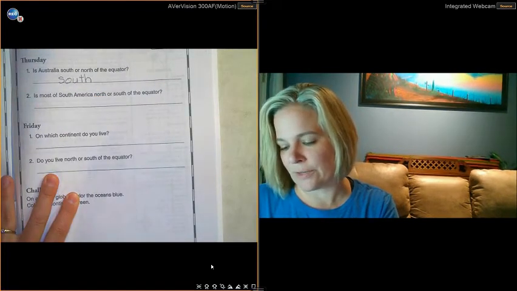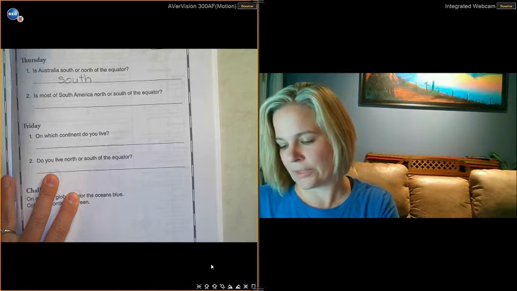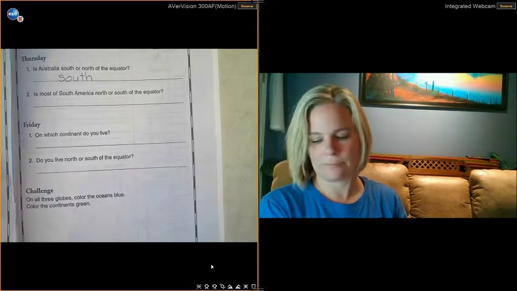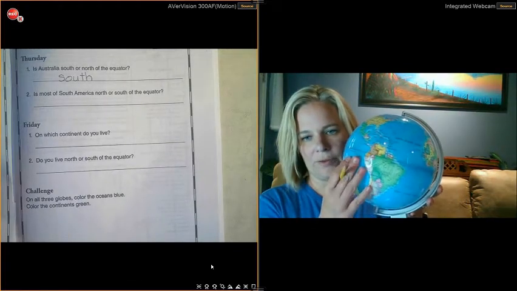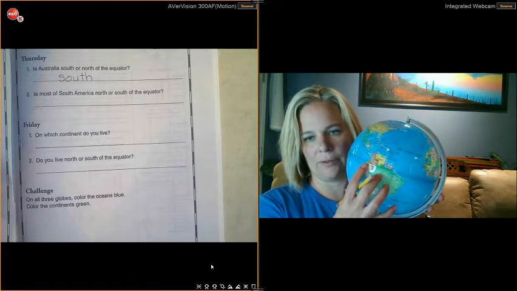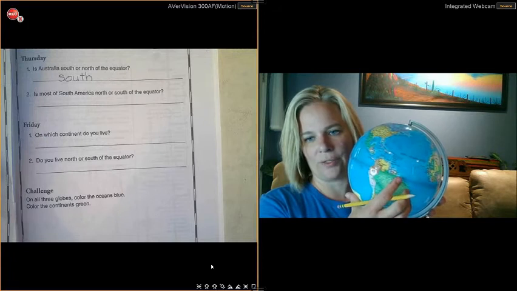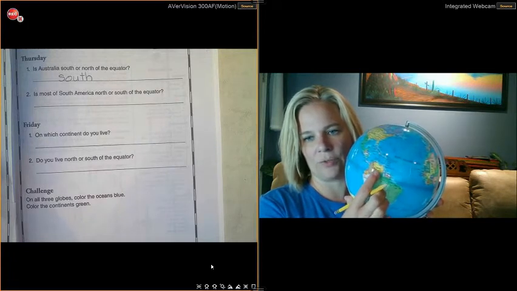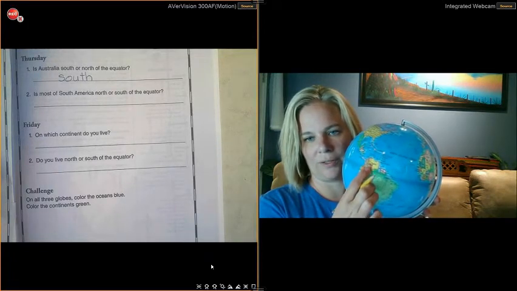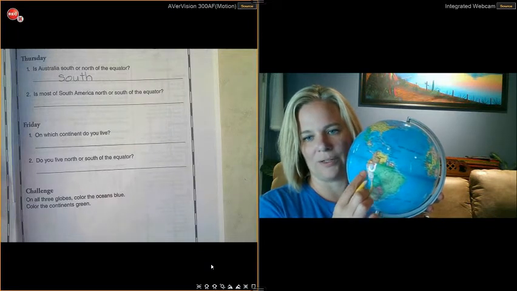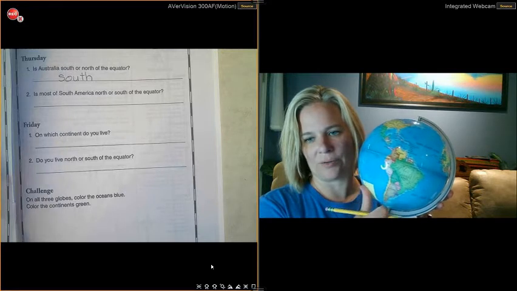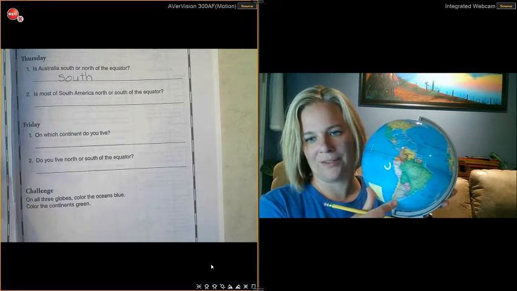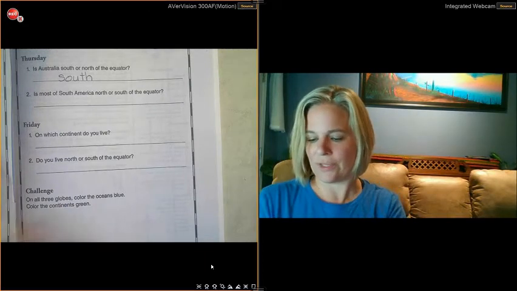Is most of South America north or south of the equator? There's South America here. The line goes right through it. Is most of the country, would you head north up from the line, or would you head south down from the line? Mostly it's south, right? Look at all this. Okay, so we're going to write most of it is south of the equator.